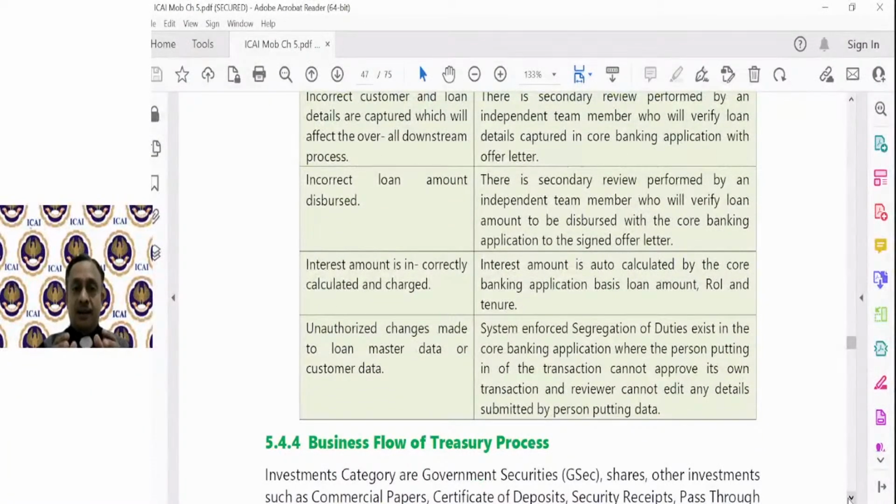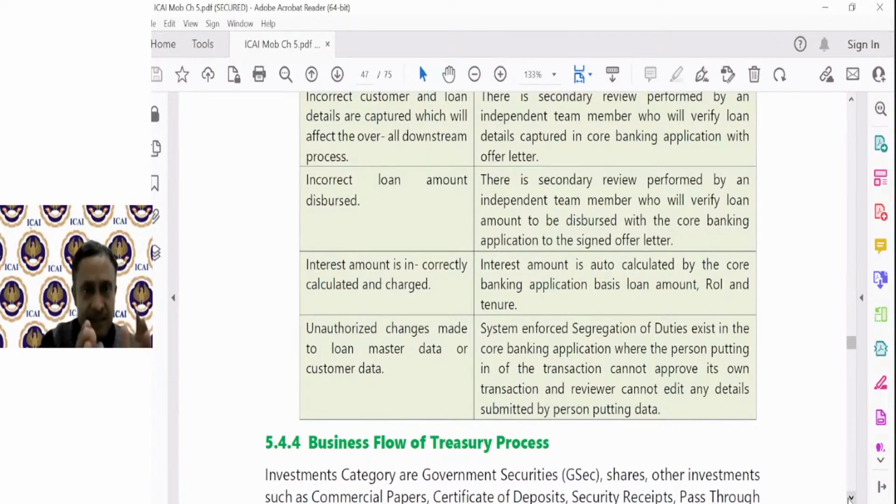Then, interest amount is incorrectly calculated and charged. Again, if first is correct, that means the rate of interest is also correct. Then if this incorrect calculation is there, that means the formulation for calculating interest is incorrect. That means my basic configuration setting for formulation checking has to be improved, has to be looked into. Then what is the control now? Interest amount is auto-calculated by the core banking system based on loan amount, rate of interest, and tenor of loan. So there's nothing that has been left out. It is already incorporated in the system.